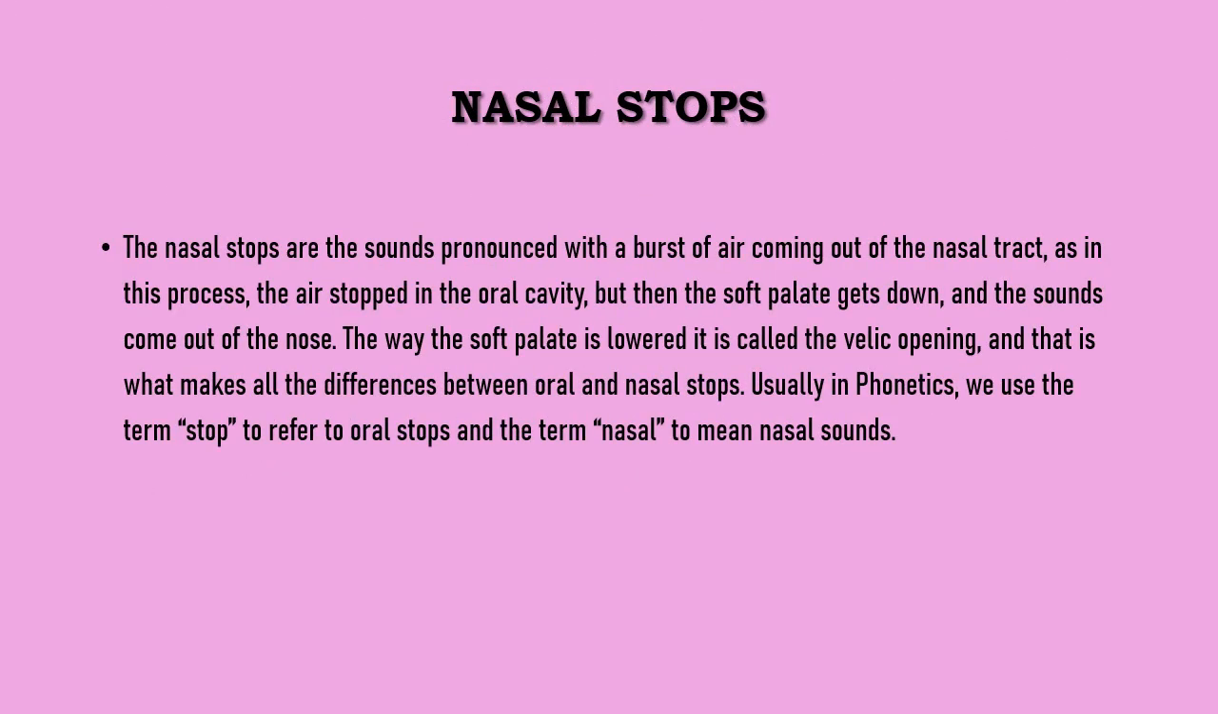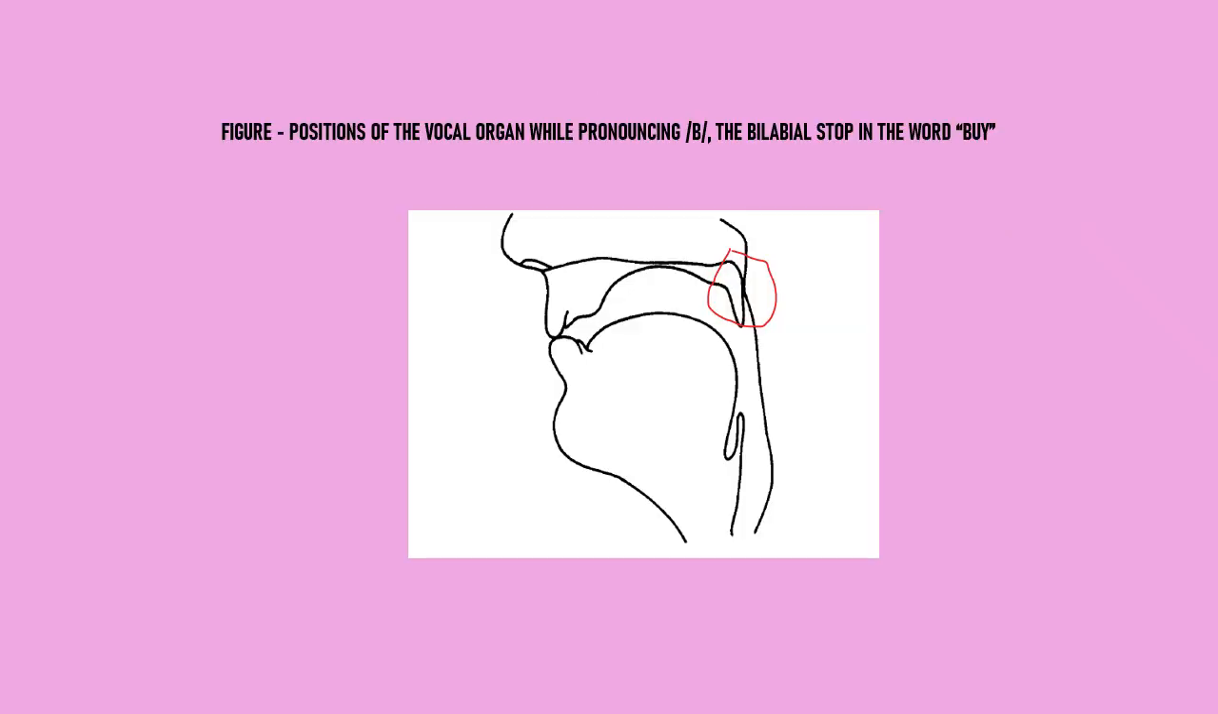Then let's talk about the nasal stops. So, the nasal stops are the sounds pronounced with a burst of air coming out of the nasal tract, or an easy way to say, comes out of the nose. As in this process, the air gets stopped in the oral cavity, but then the soft palate gets down and the sound comes out of our nose. The way the soft palate is lowered is called the velic opening. And that is what makes all the difference between oral and nasal stops.